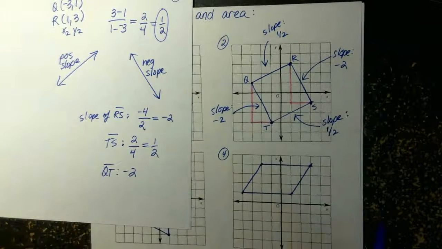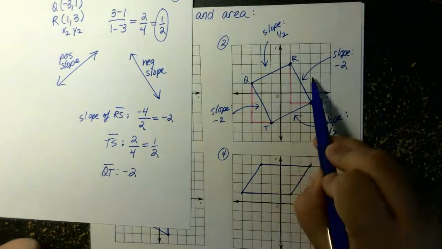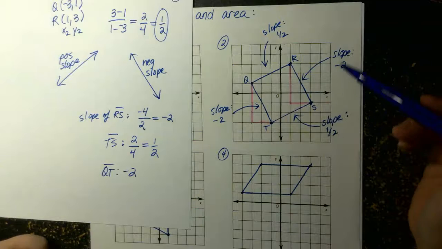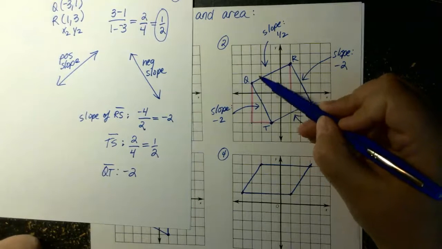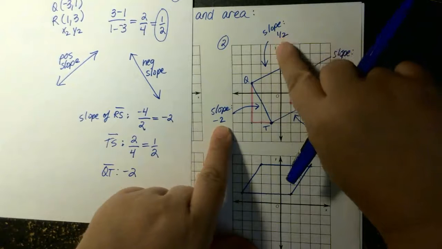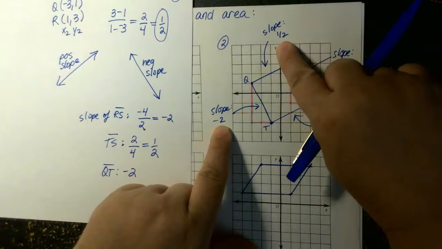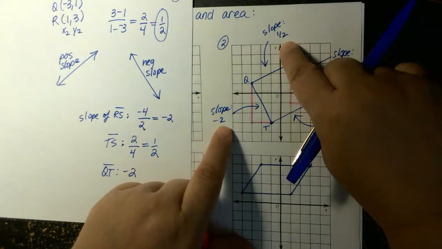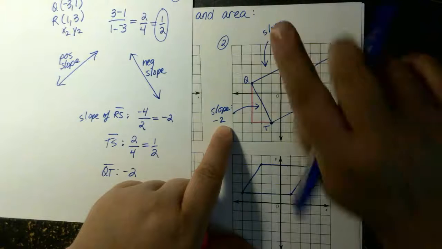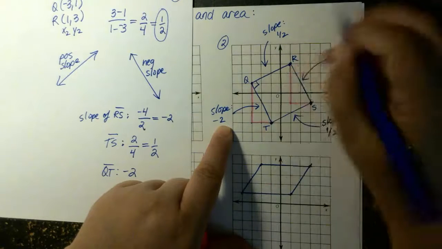One is I know that opposite sides have the same slope. So it is a parallelogram, so that's great. The other thing I know is that any two sides that are next to each other, like this one and this one, have opposite reciprocal slopes. If I take 1/2, flip it over and change the sign, I have -2. That means they're perpendicular segments. In other words, that means that this is a right angle.